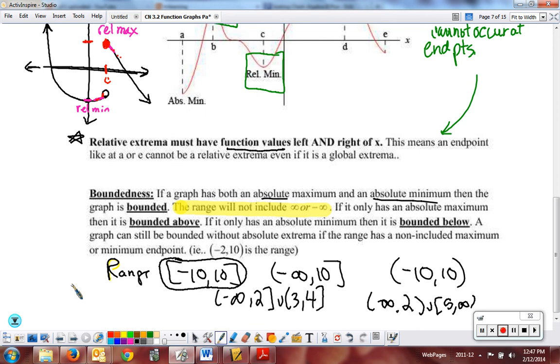Because you know you're never getting higher than that. It doesn't really matter whether there's a global max on the graph. You never get any higher than 10. So I could be bounded, but still have no global maxes, which is what this one has. This graph right here must have no global max or min because it never gets higher than 10, and 10 is not included, so it can't have an actual highest y value. There's no global max, but it is bounded.